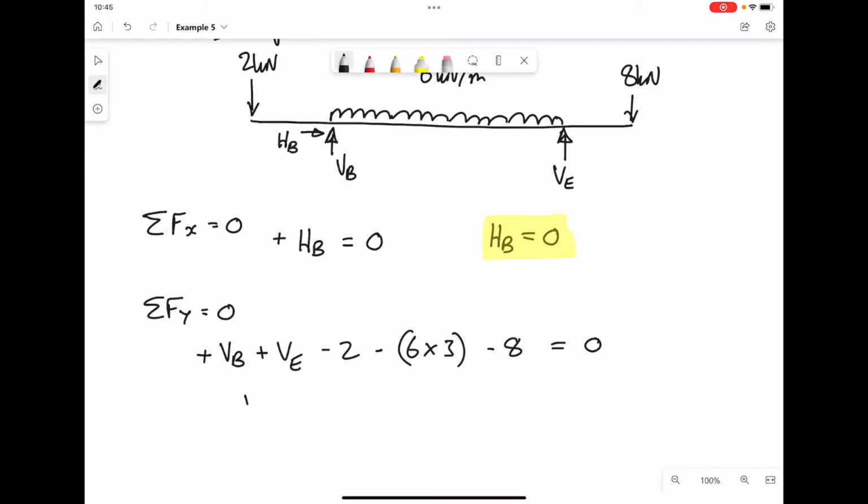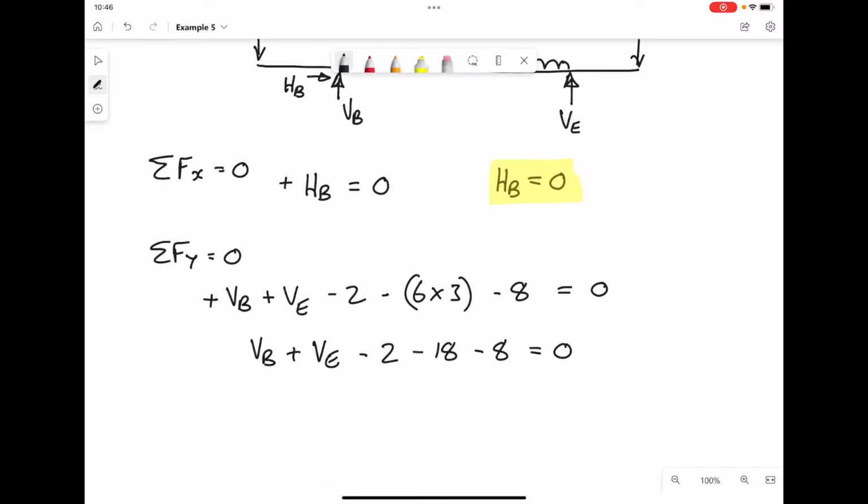Rearranging this, VB plus VE minus 2 minus 18 minus 8 equals 0. Combining the numbers together, we get minus 28, and take the minus 28 to the other side of the equal sign, becomes positive 28. So we have our equation here, VB plus VE is equal to 28 kilonewtons.